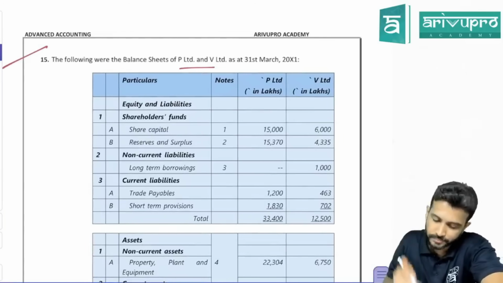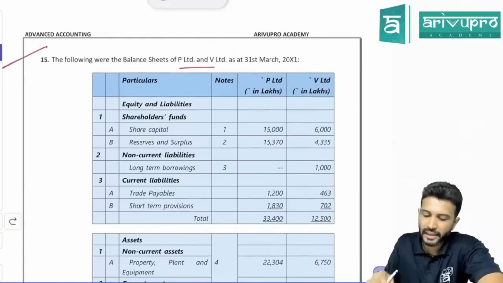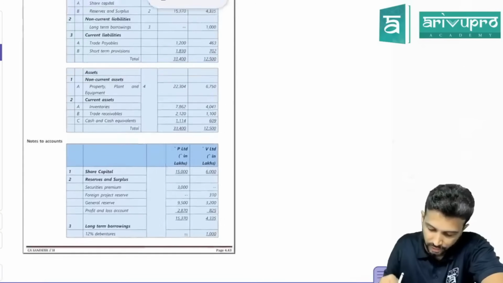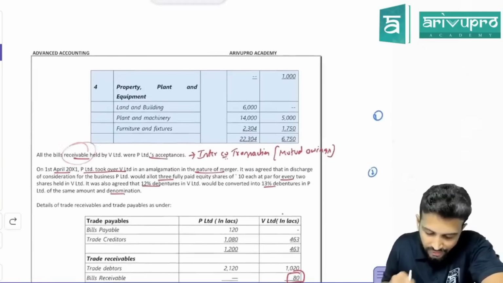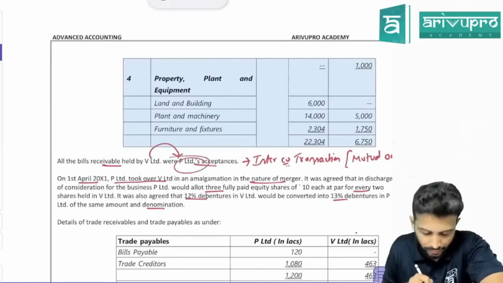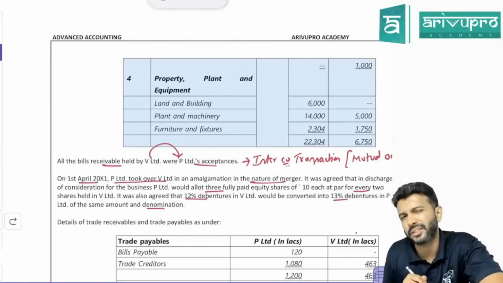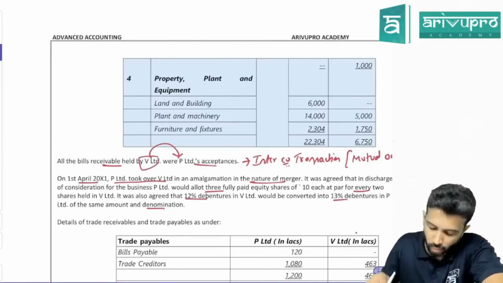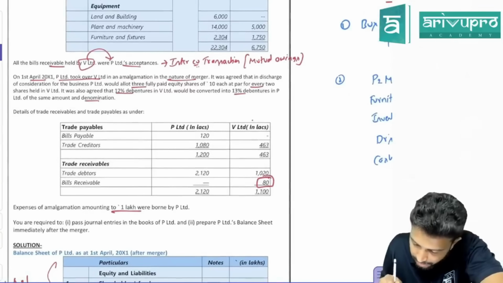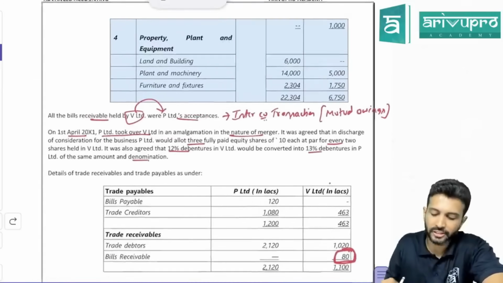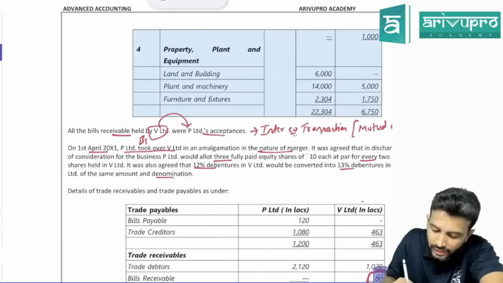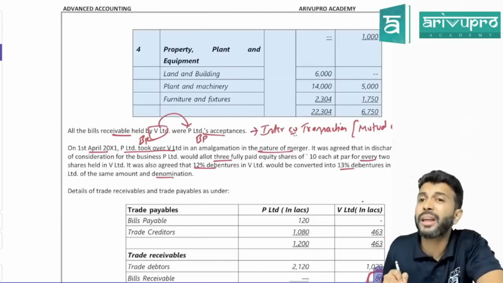I'll finish off this. So 2 companies are given, P Limited and V Limited. Okay, balance sheet I know is not important for us. Directly let's dive into adjustment. All bill receivable of V Limited where P Limited's acceptance. Bill receivable of V. What is bill receivable of V? They have given a breakup here, which is what, sir? 80,000. It is P Limited's acceptance. That means for V Limited it is bill receivable. For P Limited it is bill payable.